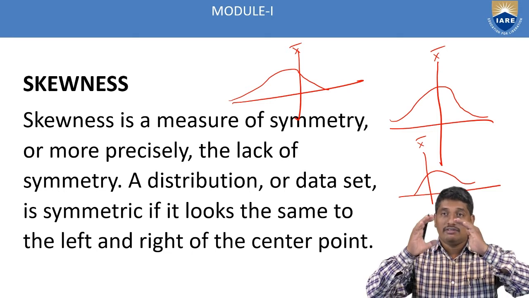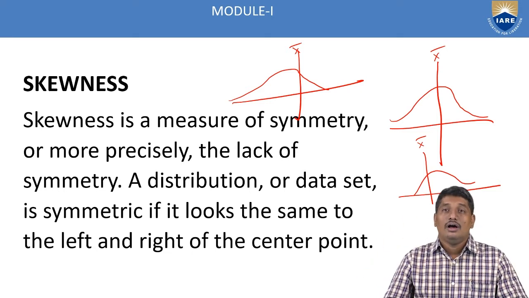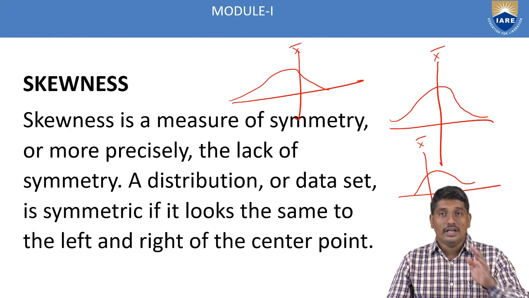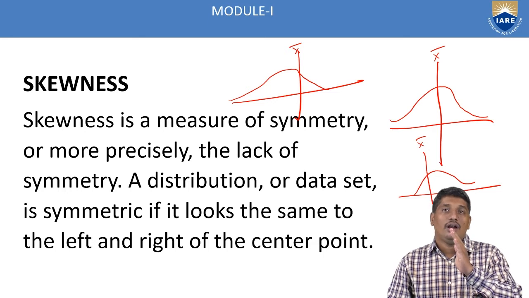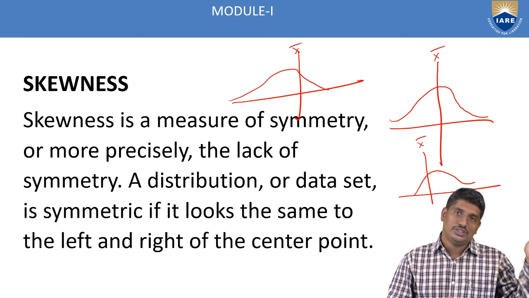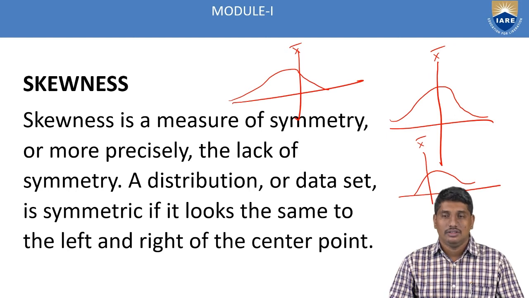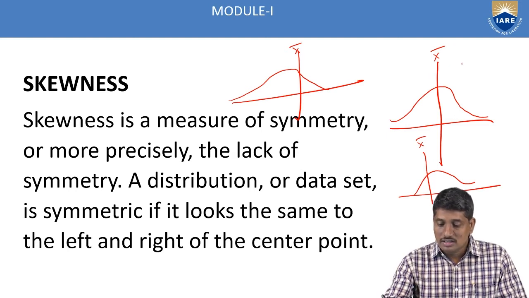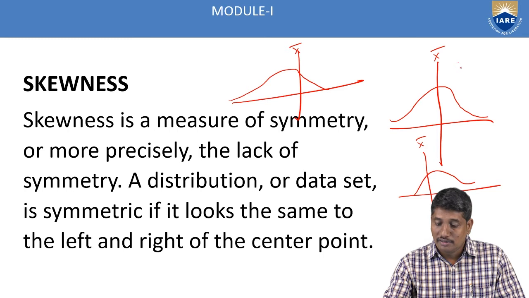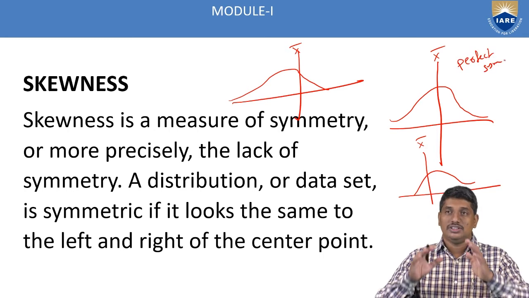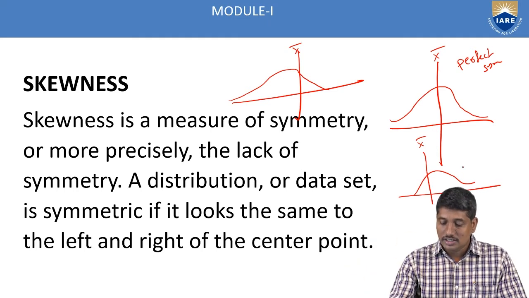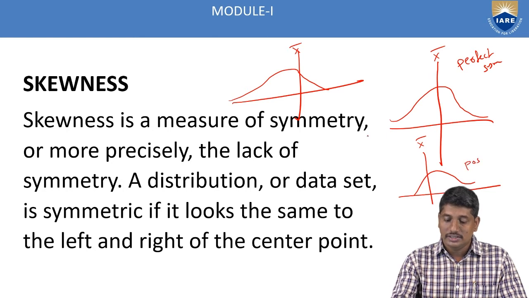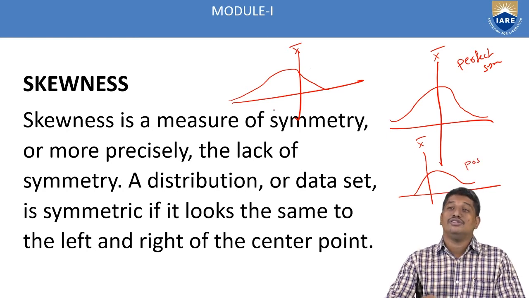The data may stretch equally on either side of the mean, or the data may stretch more towards the right direction of the mean line, or the data may stretch more towards the left direction. So in this case, the data is called a perfectly symmetric distribution. That means it is equally stretched on both sides. In this case, the data is called positively skewed, and in this case the data is called negatively skewed.